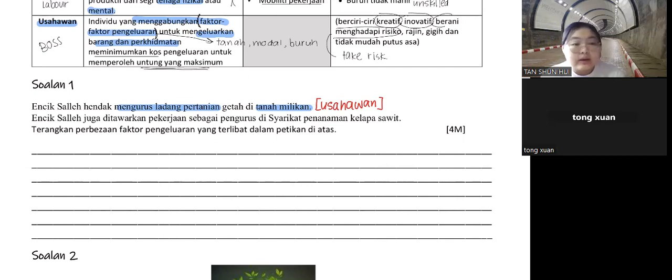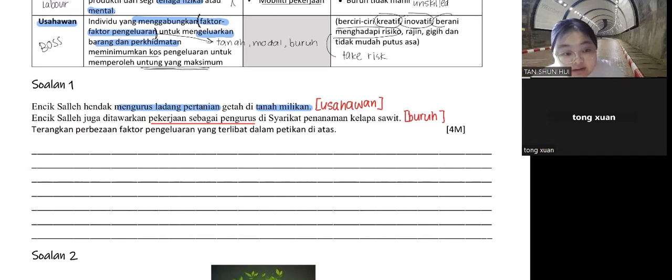Okay. Now, other than that, you can say what? Encik Saleh juga ditawar pekerjaan sebagai pengurus di syarikat penanaman kelapa sawit. Now, sebagai pengurus. Oh, he also worked as a worker in syarikat penanaman kelapa sawit. Work as a worker, then he is what? Buruh.